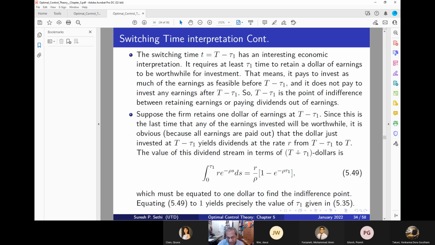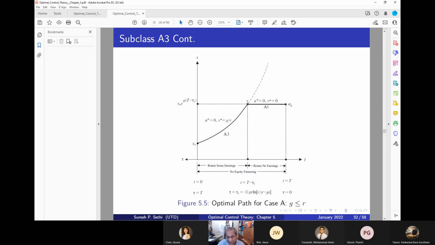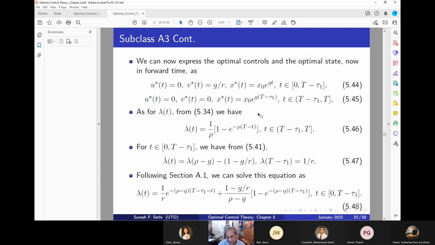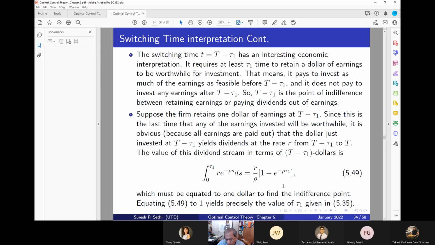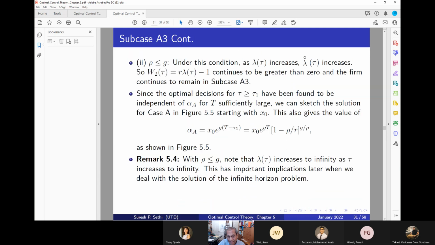This is at t minus tau 1. That means I'm making a calculation at this point. If I had $1 and I put that dollar in the company, what would I get? I would get exactly R all the way up to here, and I take the present value of that earnings to find out what the present value is at this point, and that present value must be equal to $1. So I equate that to $1, and you will get exactly this formula.